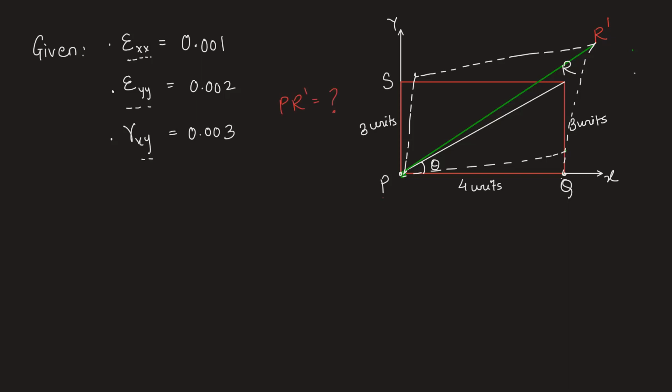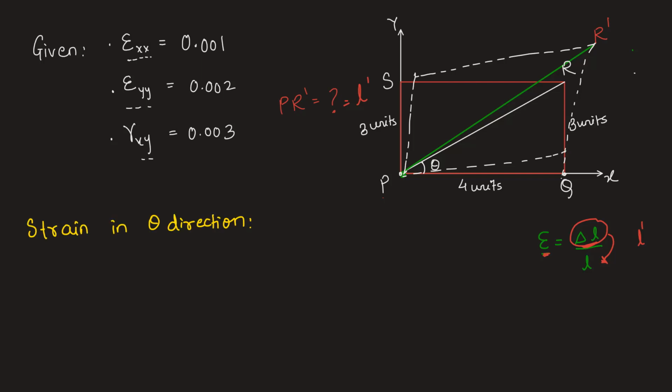In order to find this length, we will first find out the strain. As we know, strain is change in length upon original length. If we manage to find out this strain, we will be able to find out the change in length. And once we know the change in length, we will just add it to the original length to get the new length L dash or PR dash. So let's do that. We'll first find the strain in theta direction.